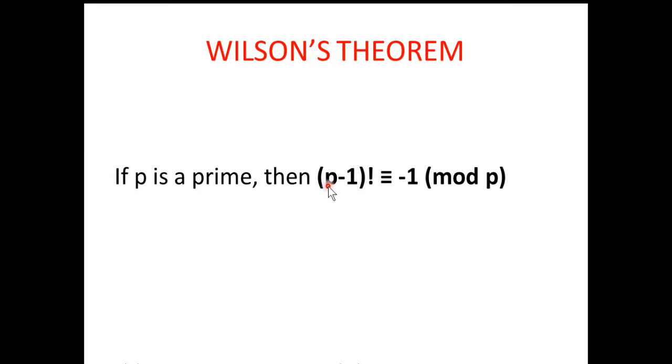Next is Wilson's theorem. It says that if p is a prime number, then factorial of p minus 1 is congruent to minus 1 mod p.